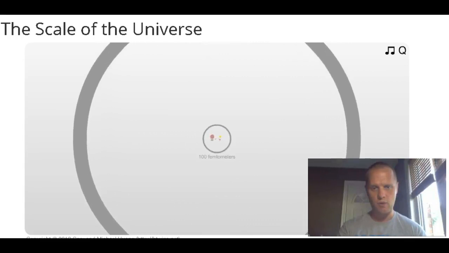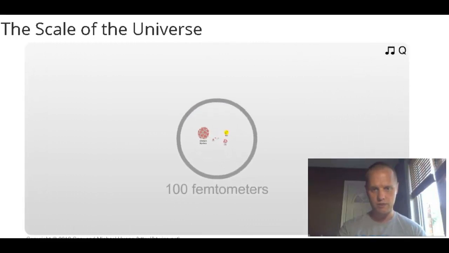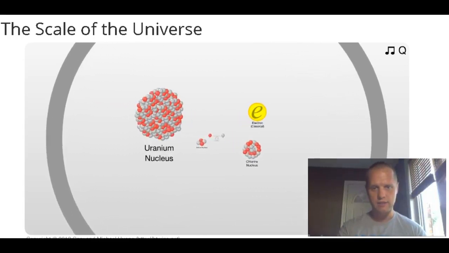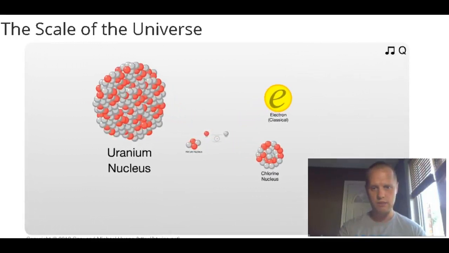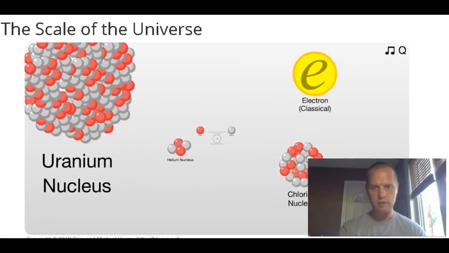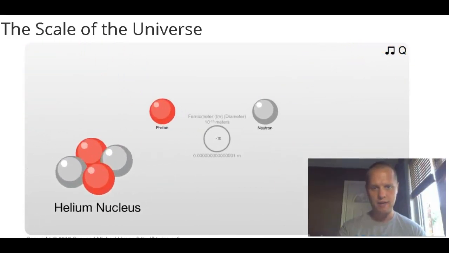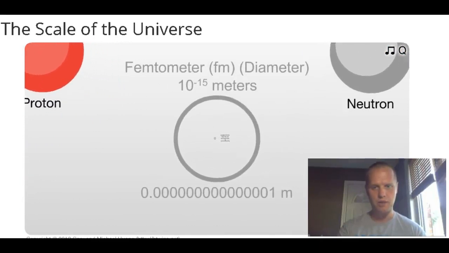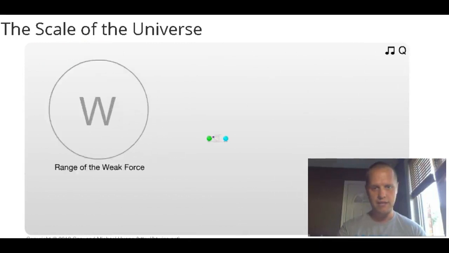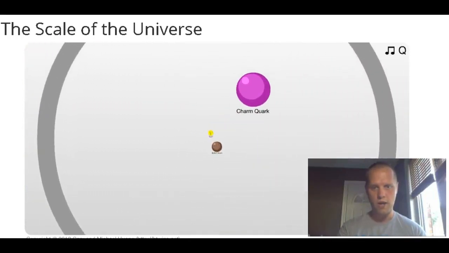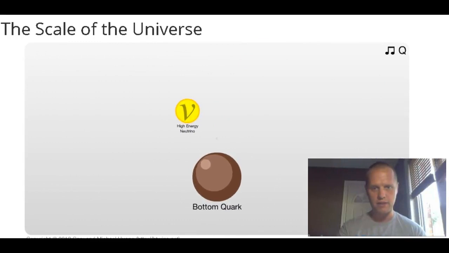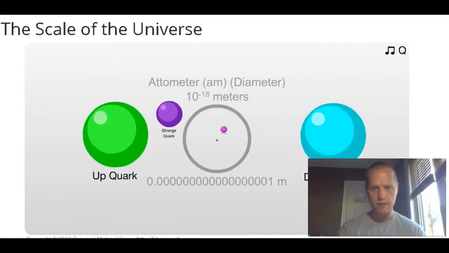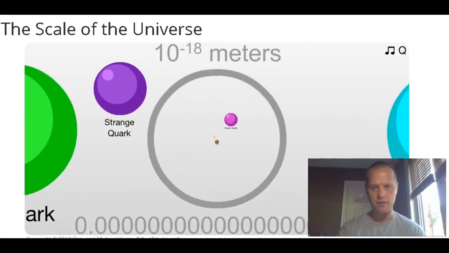We have to get down all the way to femtometers to actually look at the size of nuclei. This is the size of a uranium nucleus, a chlorine nucleus, a helium nucleus. We're going to get all the way down to protons and neutrons, which are similar sizes. Well, how big are our electrons? To find out the size of electrons, we have to zoom in way further, all the way down to the size of attometers. And right around this size is the size of an electron.